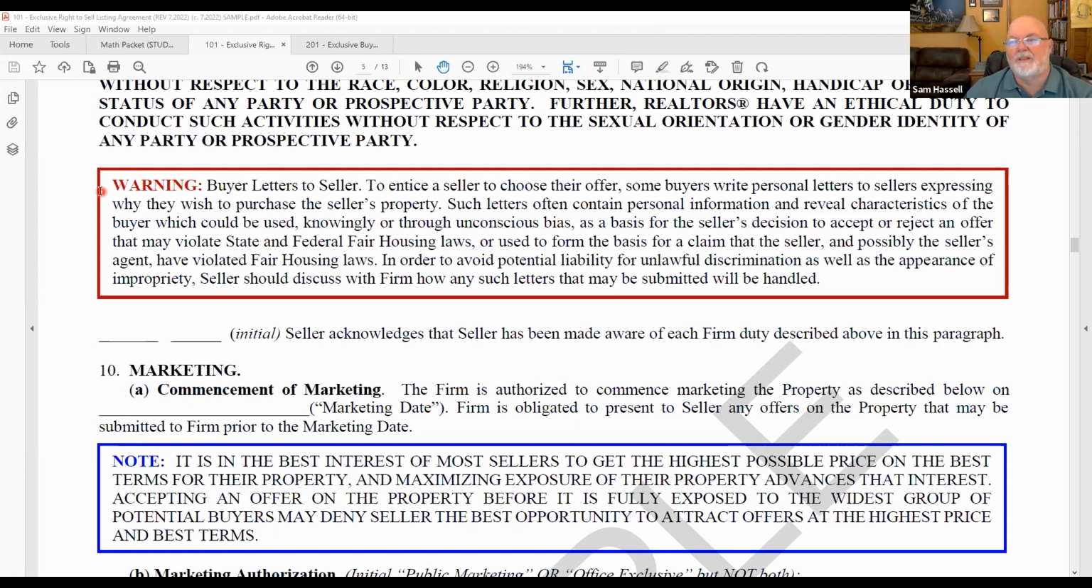Best thing to do is send them back to the buyer's agents and do not accept them. Or write in the listing, please do not send us those. And we want some initials from the seller here.